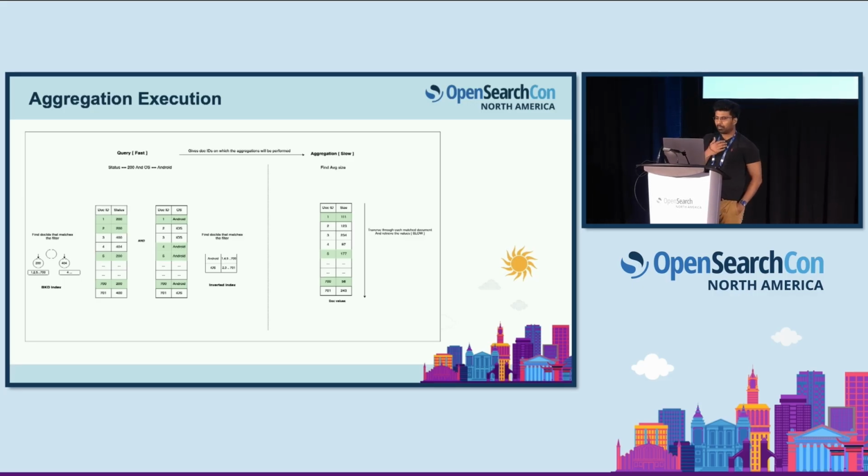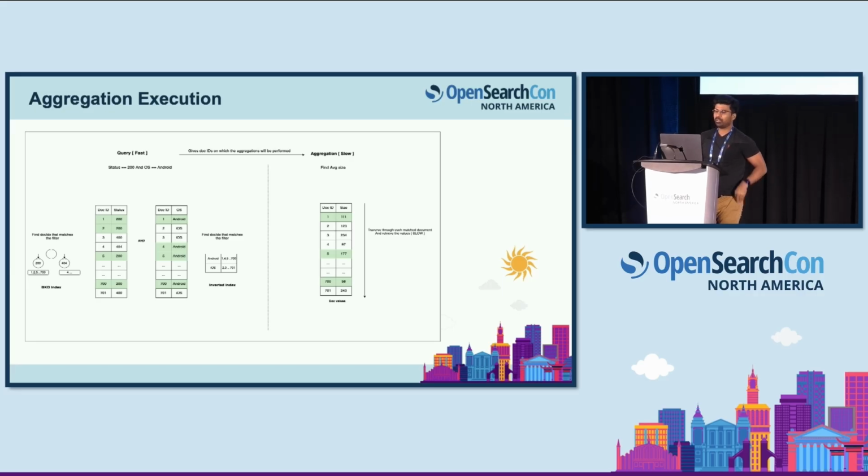So in this example, we can see that status equal to 200 matches documents 1, 2, 5, and 700, and operating system equal to Android matches document IDs 1, 4, 5, and 700. When we combine these two iterators, we are only left with document IDs 1, 5, and 700.